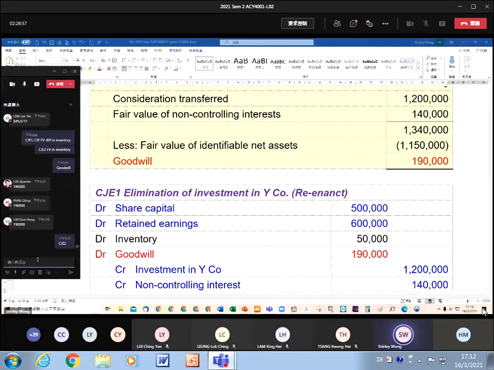Any ideas? Can you show me how to do that? Actually, you have learned this already when we came across it in chapter 4. So what will be the CJE number 2? Which entry to debit and how much amount? Which entry to credit and how much is the amount? Can you show me your journal entry for CJE 2? Anyone can help?